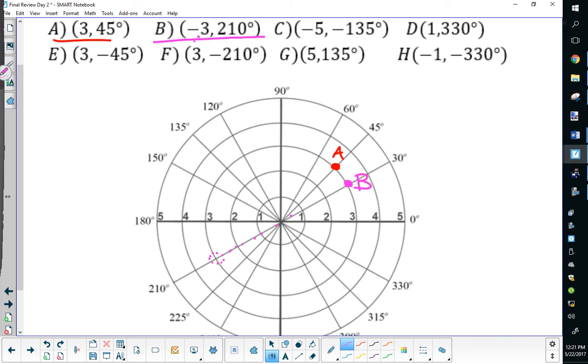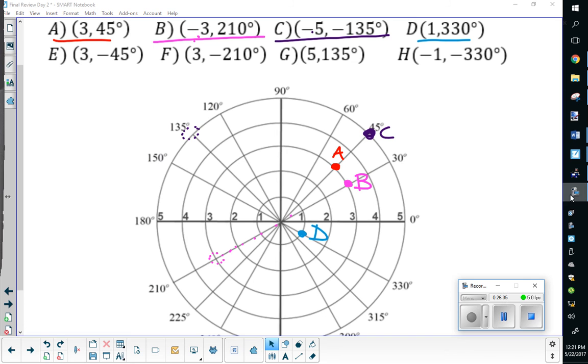There's letter B. Letter C, negative 5, negative 135. Here's positive 5, 135. What's the negative radius do? Run across. What's the negative angle do? Flip it. So that is where letter C goes. Letter D is 1, 330. Go to 1, 330, put a dot. There you go. Questions I want you to do.